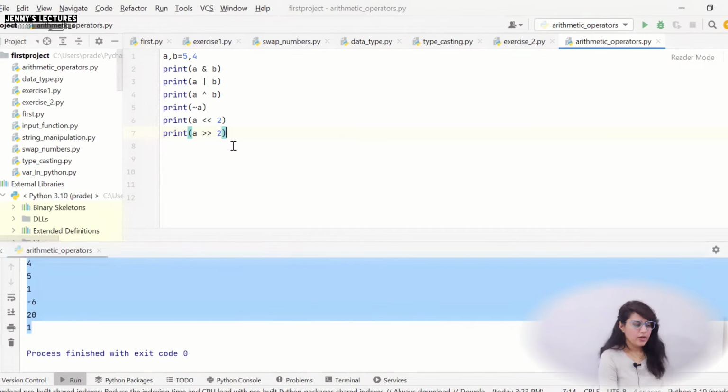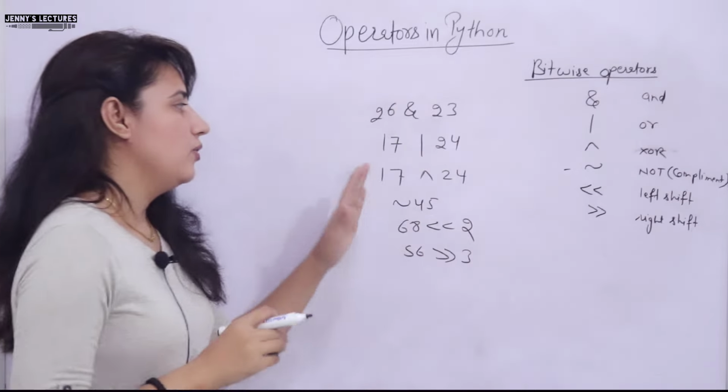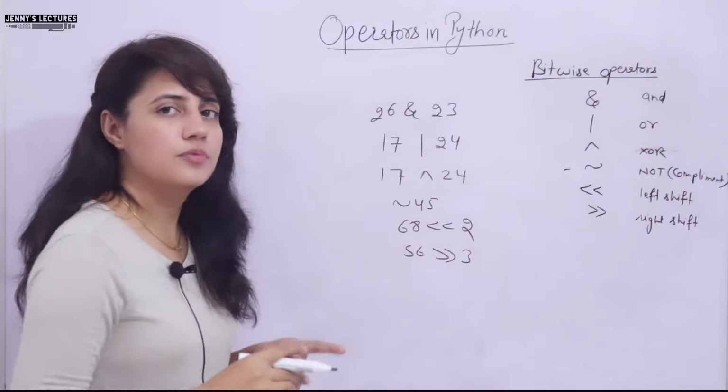So if you got the working of these operators, you can try out with different values. It's not like you can only try with 5 and 4. It's not like you have to left shift or right shift by 2 bits. You can do 1 bit or 3 bit, 5 bit, 4 bit, up to you. So now I'll give you one assignment. You have to tell what would be the result of these things.